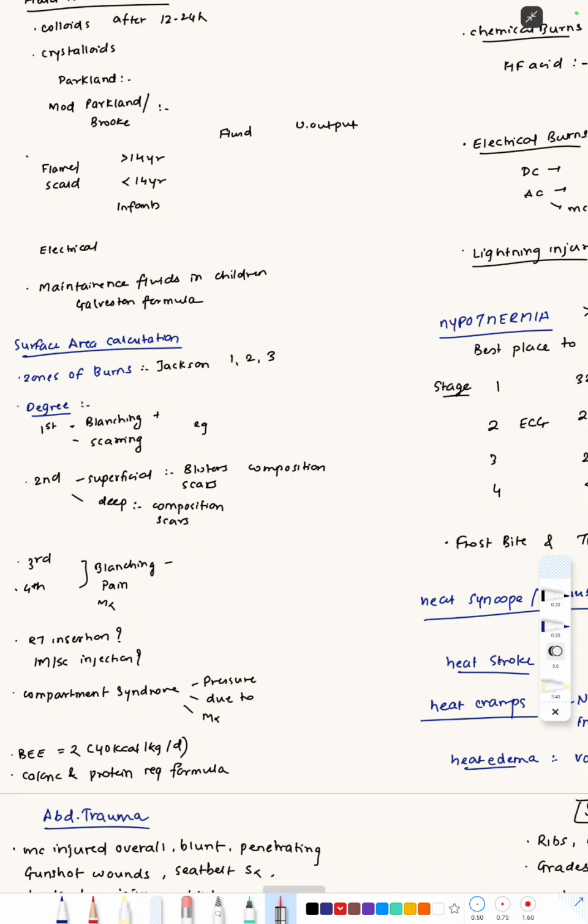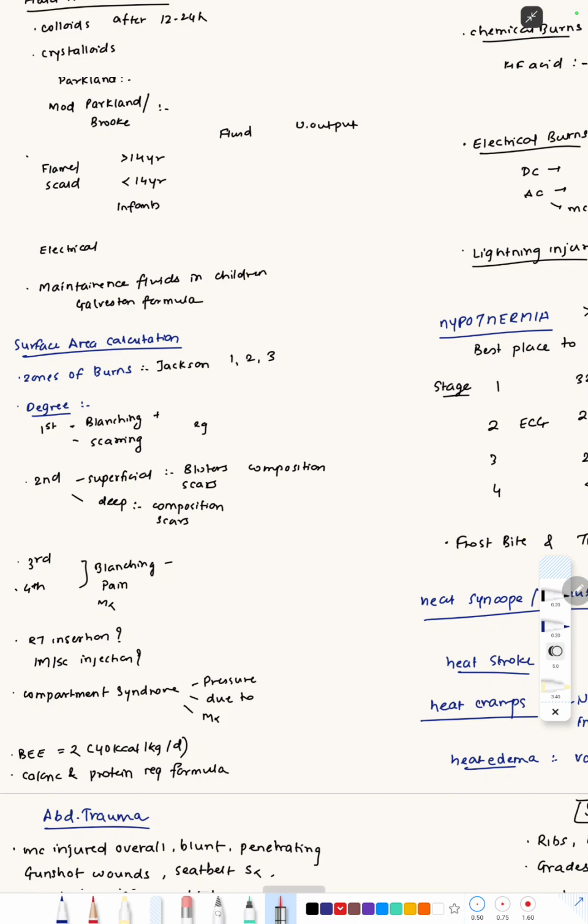Then, talking about the caloric requirement. So, the caloric requirement and the protein requirement formula. For the calorie requirement, the formula is Curreri and Sutherland formula. For protein requirement is the Davies formula. Protein is required from day 5 to day 10. Then basal energy expenditure is about 20 kilocalories per kg, which is normal. But however, in case of burns, it is 40 kilocalories per kg per day, that is twice the normal.